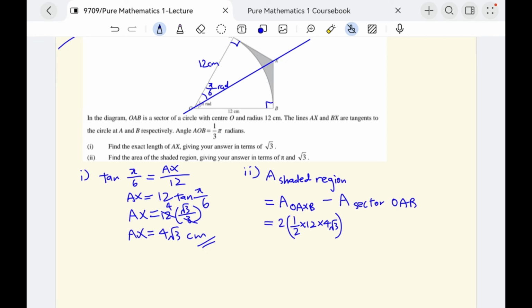Okay, so let's take a look at how to find the area of the sector. It is a half r squared theta. So I have half, what is the radius? 12 squared. What is your theta? Pi over 3, because I want to find the area of this entire sector, where the angle is pi over 3 rad.